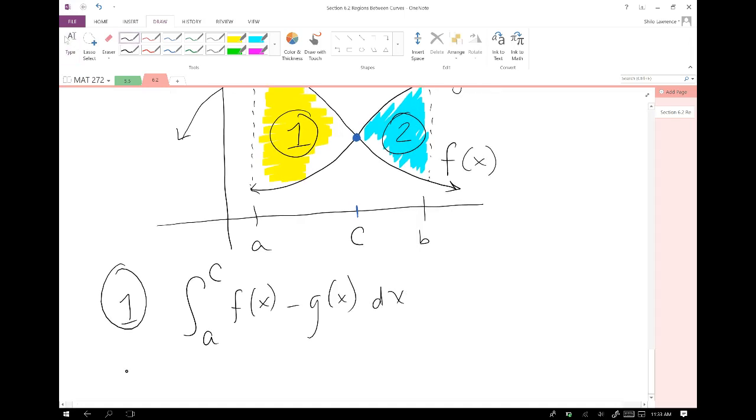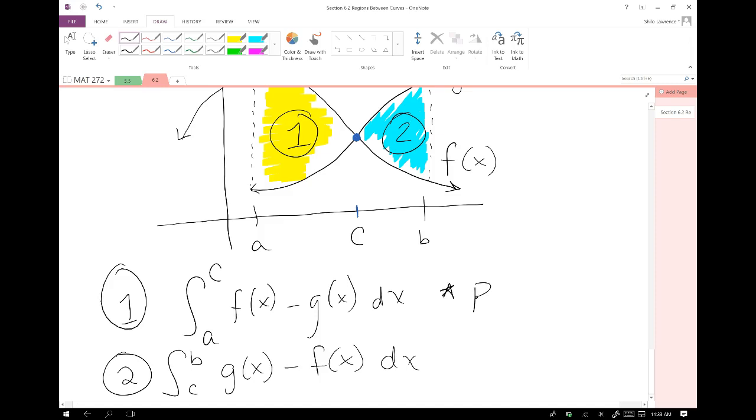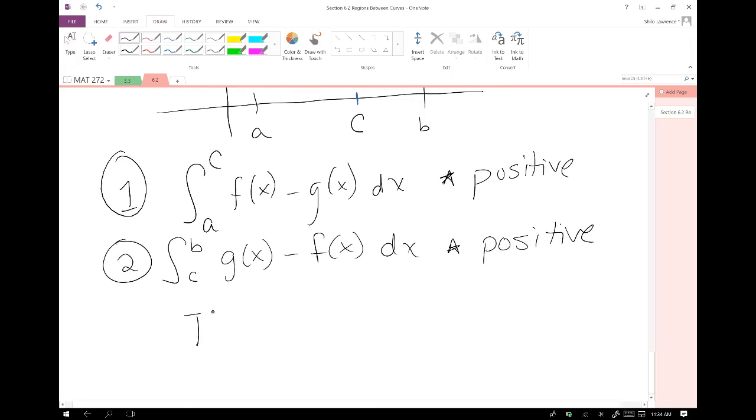And then for region number 2, we're integrating from C to B, because from C to B, g of x is on top and f of x is on bottom. So by switching the order in the subtraction, we will ensure that this will always come out positive and this will always come out positive. And then we can add them together to get a total amount of area between these two functions. So our total area would be region 1 plus region 2.